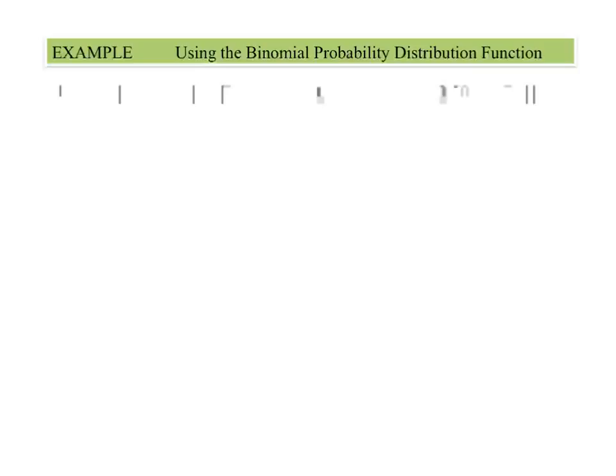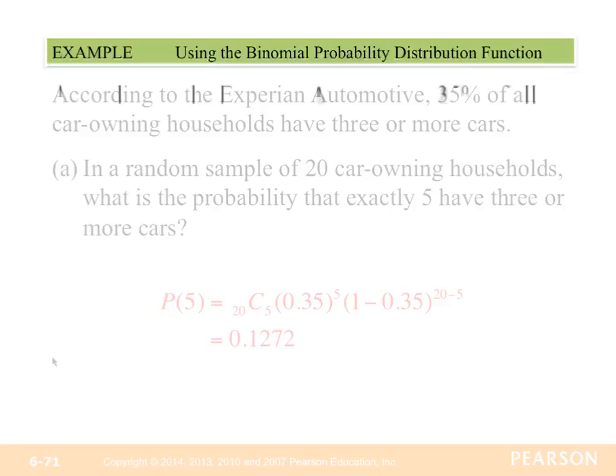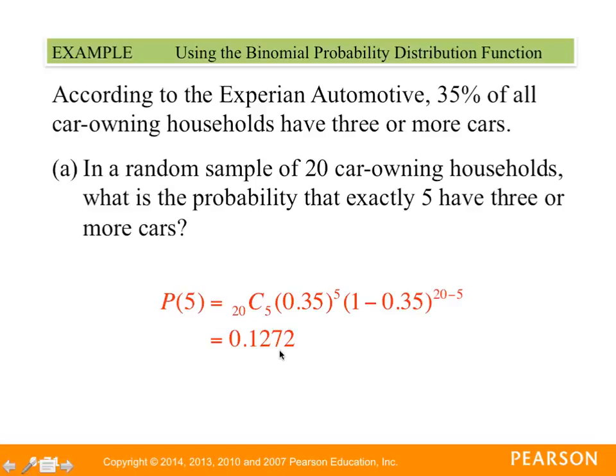And what you're going to do is you're going to scroll down till you see binomial PDF. And then in order to enter this in, you always put the number in your sample first, which in our case is going to be 20. And then we put a comma, and then we put our probability, which in our case is 0.35. And then we have another comma, and then we put what we're interested in, which in this case is 5. And then we close our parenthesis. And what we get is 0.127199, which rounds to 0.1272.